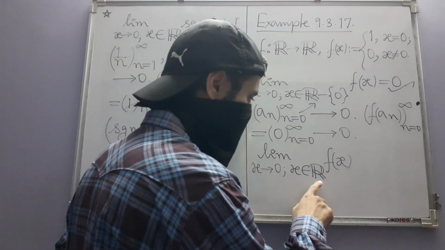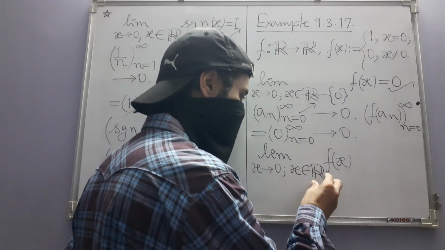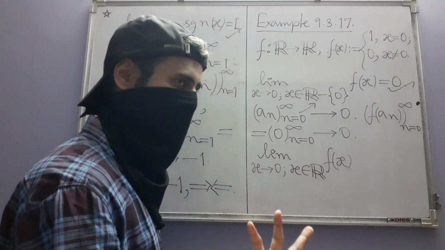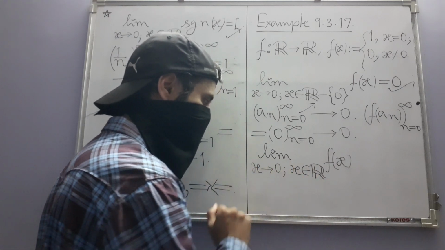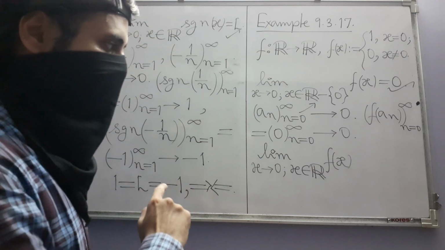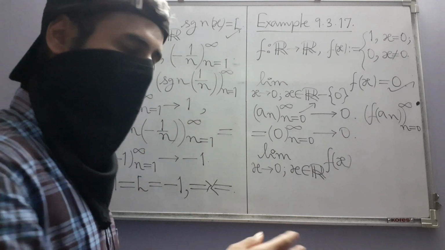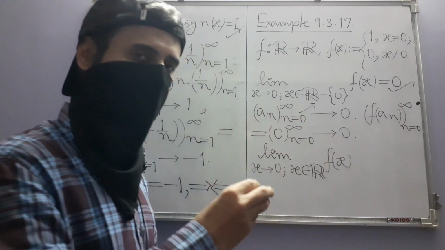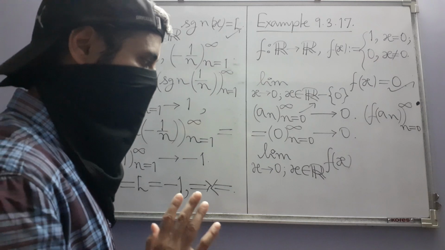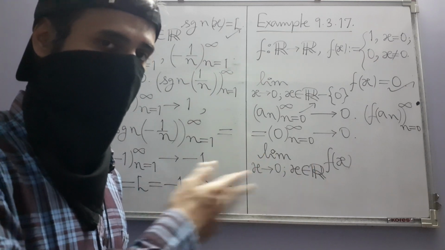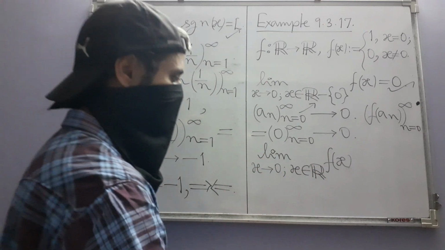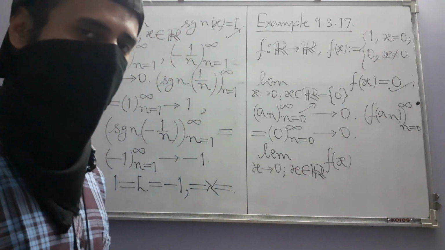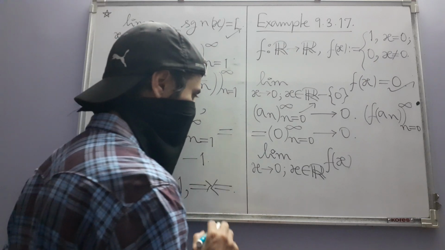It says that if you take a sequence an like this in R, that means just a sequence of real numbers converging to 0, such that f of an also converges to some fixed value, then the limit exists and is equal to that fixed value. However, if that does not happen, because we have implication both ways, if that does not happen for some specific sequence, then you can conclude that the limit does not exist. Now let us look at this sequence.